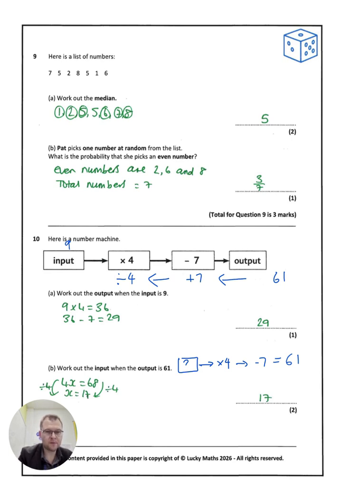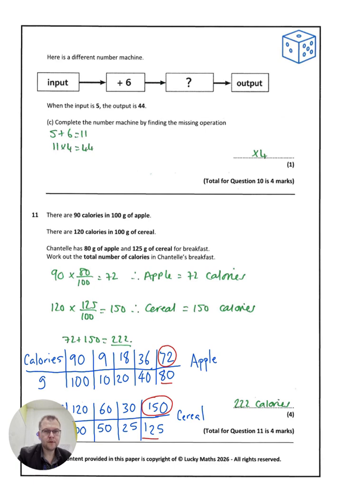If we work forwards in part A, I think most students are happy. 9 times 4 minus 7 is 29. It's part B where you see the problems, potentially doing the inverse. And again, part C, hopefully you work out that it's going to be times 4. But again, you can work forwards with that.